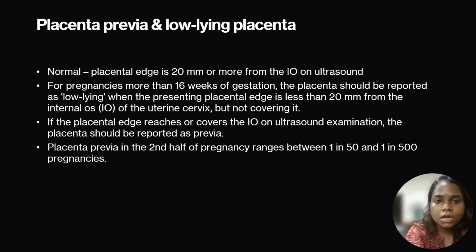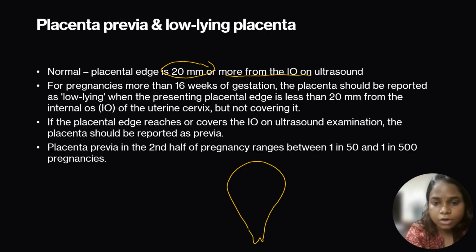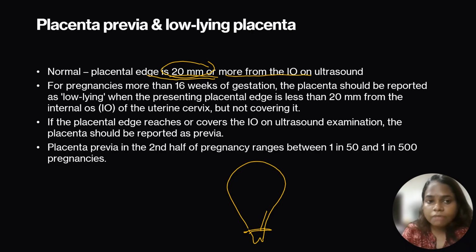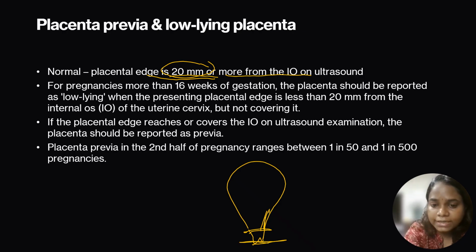Normally the placental edge will be 20 mm or more from the internal os. For pregnancies of more than 16 weeks of gestation, the placenta should be reported as low-lying when the presenting placental edge is less than 20 mm from the internal os. So if the placental edge is less than 20 mm, it is not covering the os, but it is just less than 20 mm from the internal os, then it is known as low-lying placenta. If the placental edge reaches or covers the internal os on ultrasound examination, the placenta is known as placenta previa.